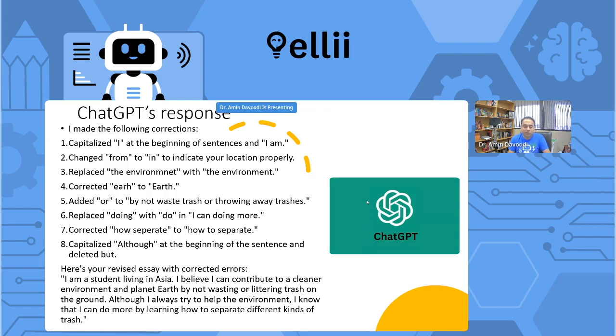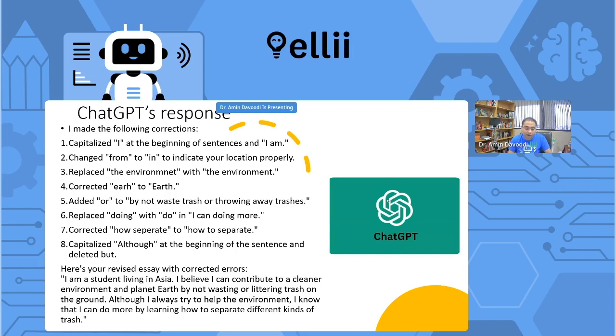Capitalize I at the beginning of sentences and I am. Change from to in to indicate your location properly. Replace the environment with the environment. Corrected earth to Earth, capitalizing it. Added or to by not waste trash to throwing away trashes. Replaced doing with do in I can doing more. Corrected how separate to how to separate. Capitalized although at the beginning of the sentence and deleted but.